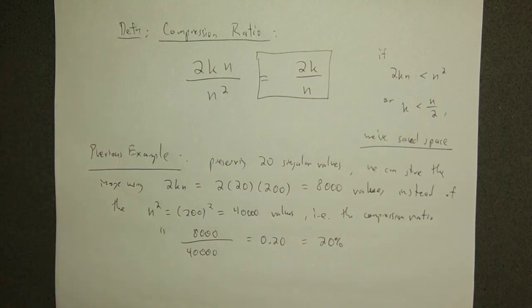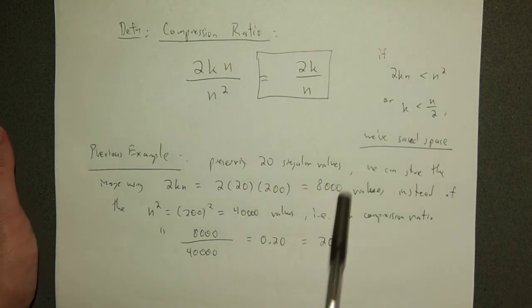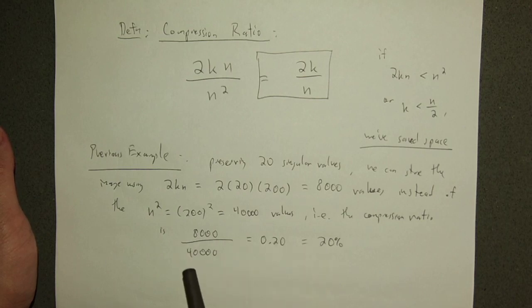Speaking of it, using the verb compressed like that, the idea is that the amount of space I need is 20% of the original requirement. So whatever data requirements I have to store 40,000 values, I only need 20% of that.